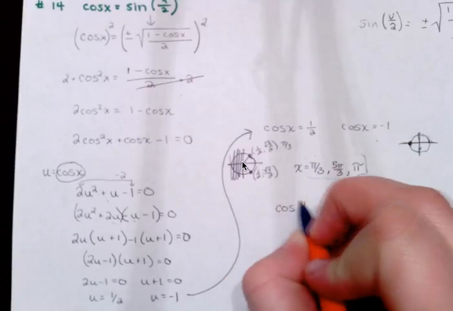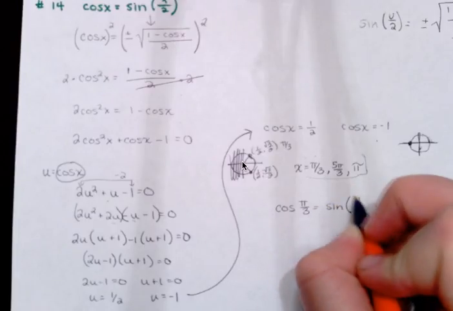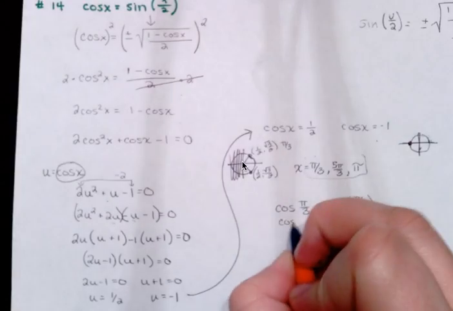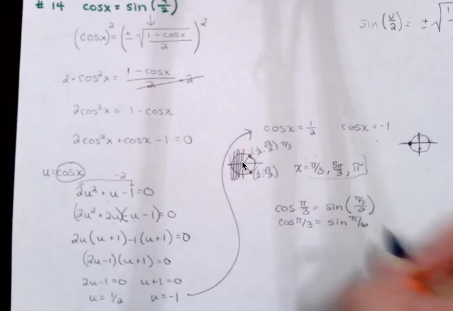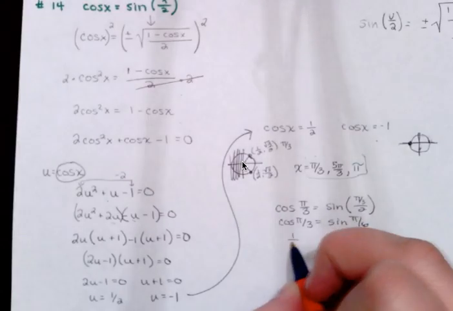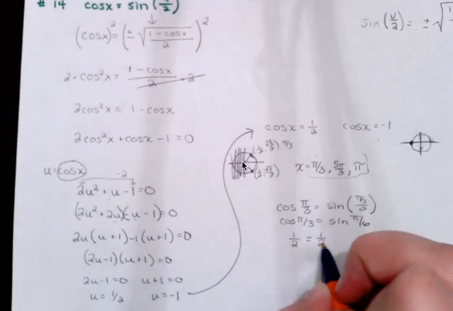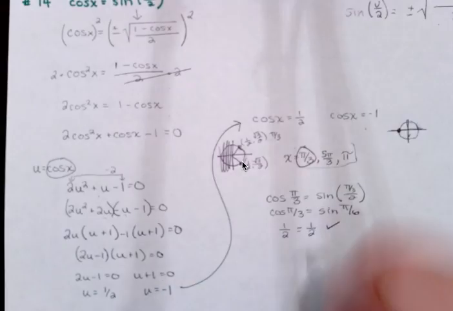So I get cosine of pi over 3 equals sine of pi over 3 divided by 2, which is sine of pi over 6. So I just want to make sure those work. I know cosine of pi over 3 is 1/2. And sine of pi over 6 is also 1/2. That one worked. So pi over 3 worked. That one's good.